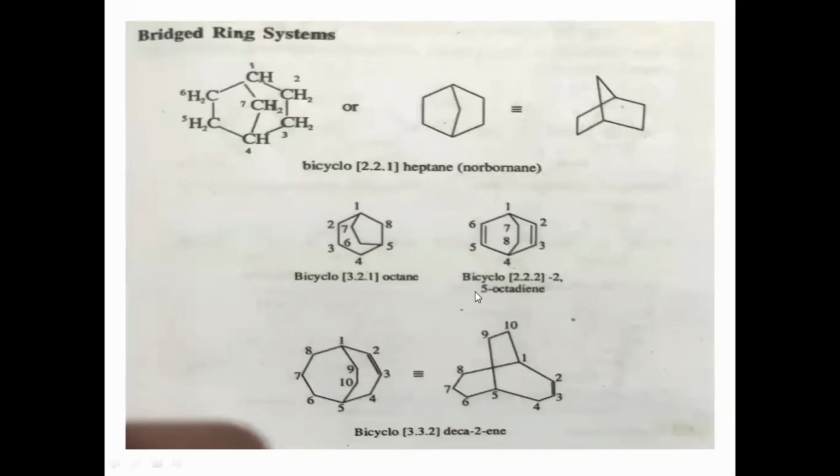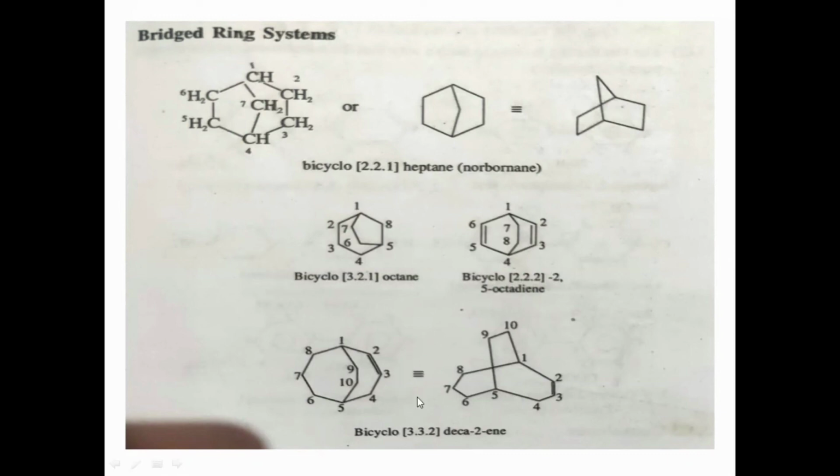So the name comes as bicyclo square bracket 2.2.2 hyphen 2 comma 5. Double bond is there at carbon 2, and here at the fifth position, so 2 comma 5. See how many carbon atoms? 8 carbon atoms. So it is an octane. 2 double bonds are present. So 2,5-octadiene. It is octadiene.